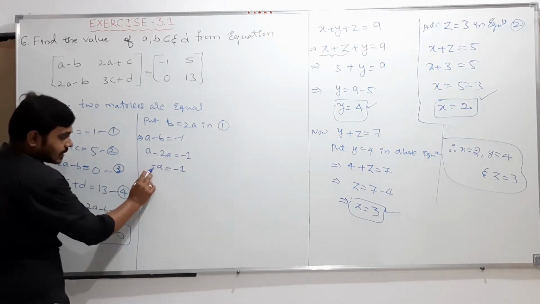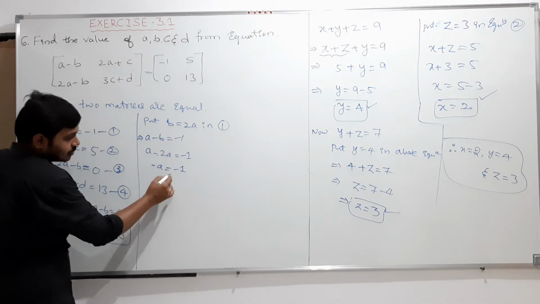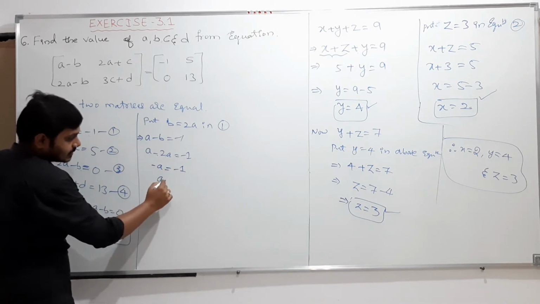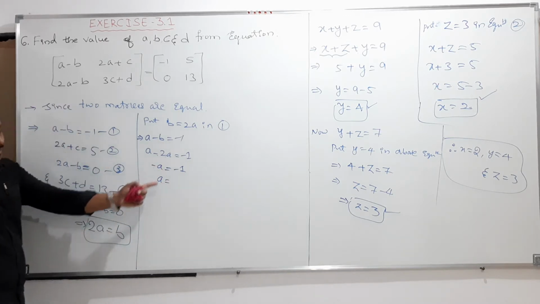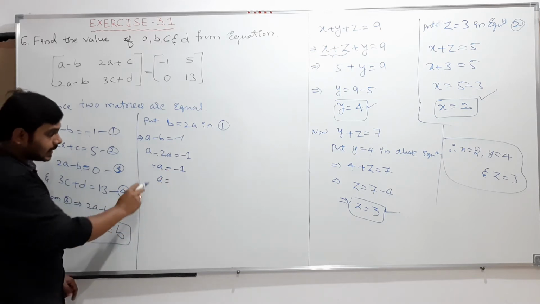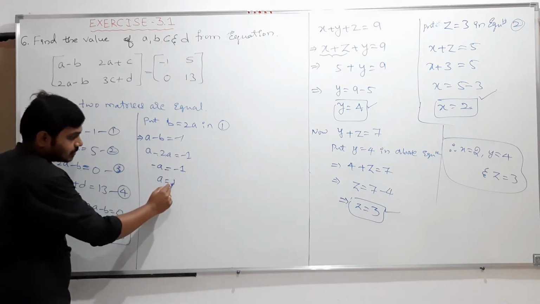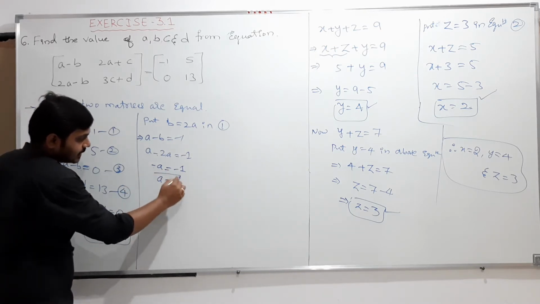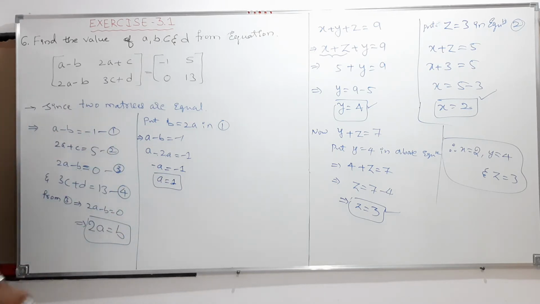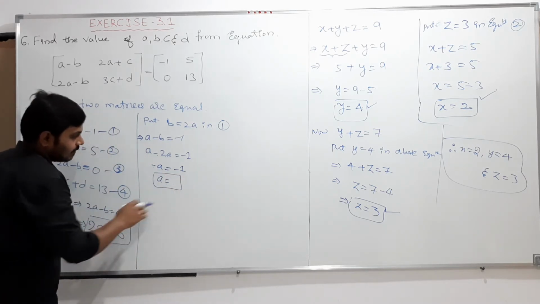Both sides have a minus sign, so I will multiply both sides by minus; minus minus is plus, minus minus is plus. So therefore, my dear students, the a value is equal to 1. So this is your a value.